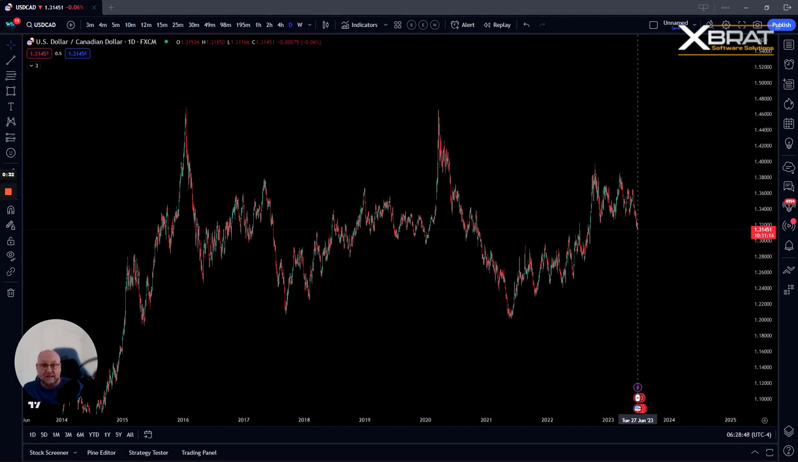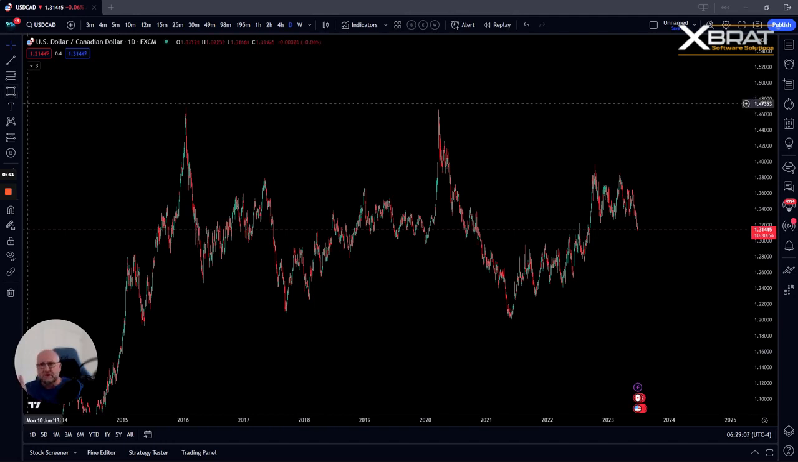So I've got US dollar CAD on the chart here. I've zoomed right out all the way back to 2015 on the daily time frame, and I'm going to start with my daily support and resistance zones. They may not affect things right now, but they could come into play at certain times. So I need to make sure I've got them in.